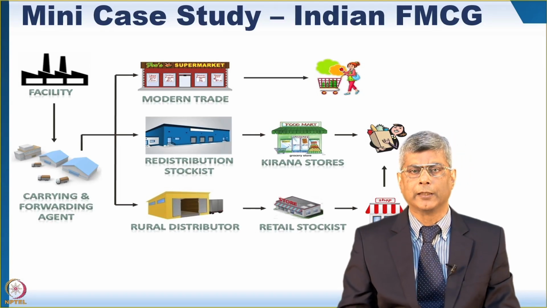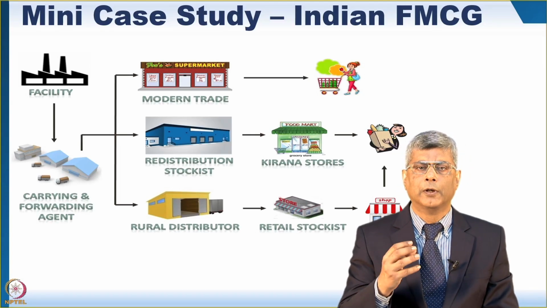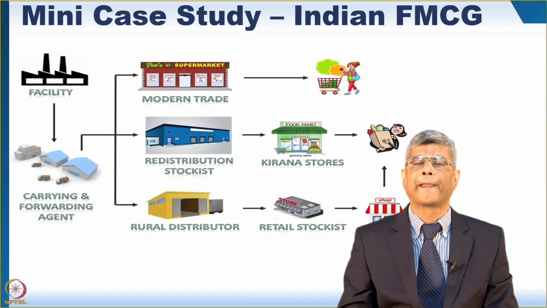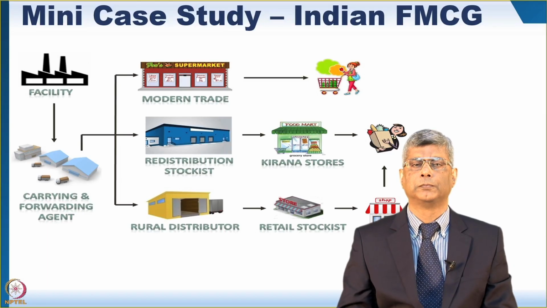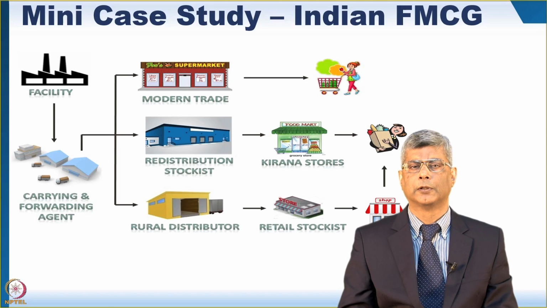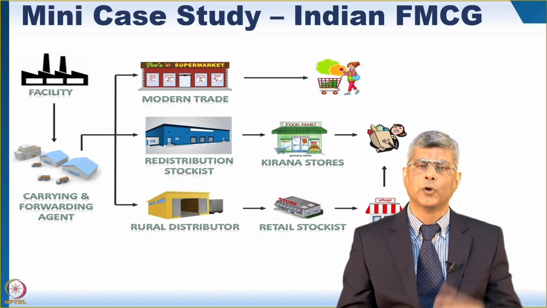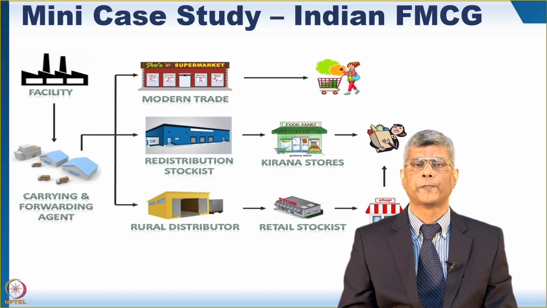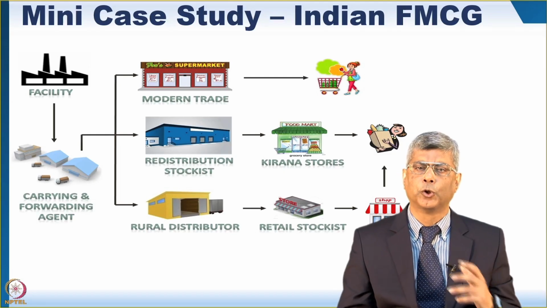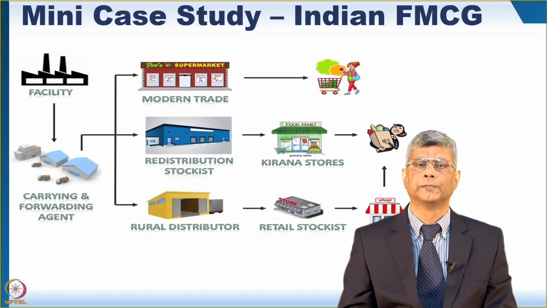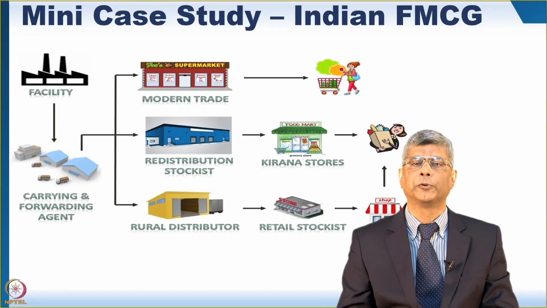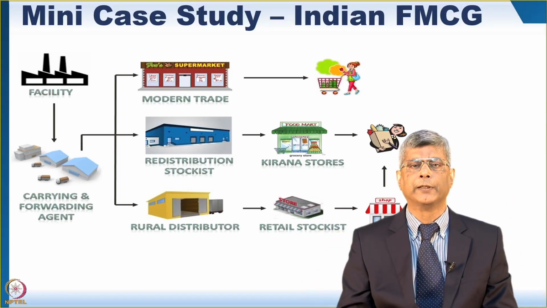Now let's look at a case study of the Indian fast-moving consumer goods supply chain. And this could be food items, rice, onions, potatoes, wheat, atta, maida, biscuits, or washing powder, soaps, detergents, shaving, perfumes and deodorants. These are all what are called fast-moving consumer goods.